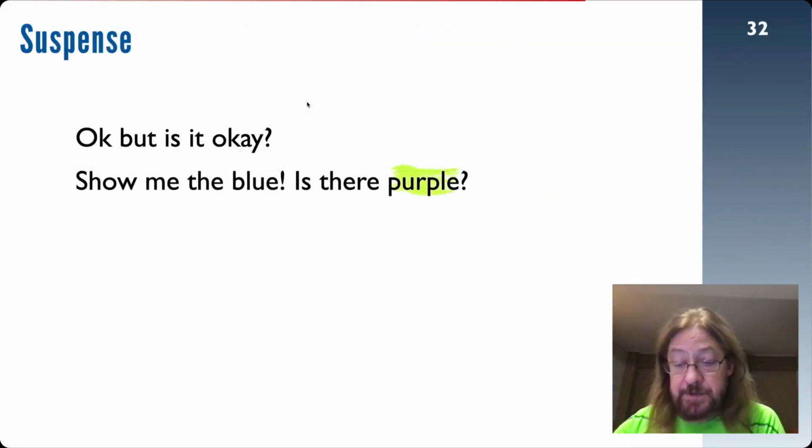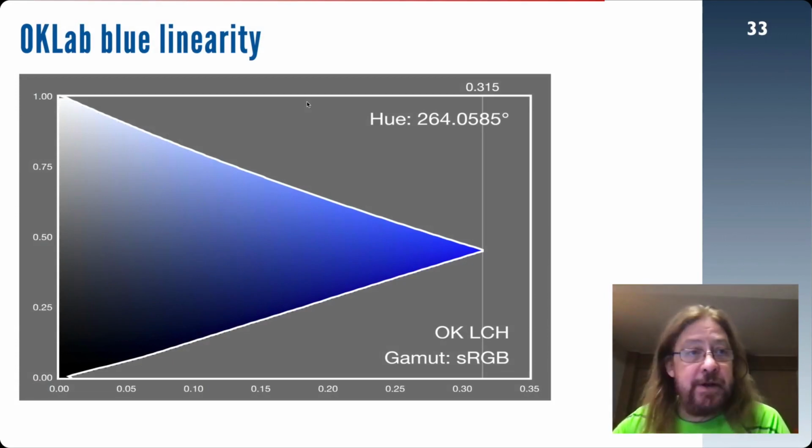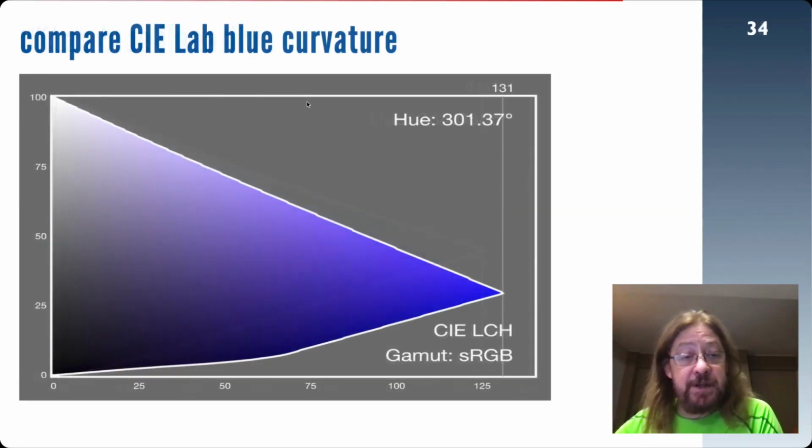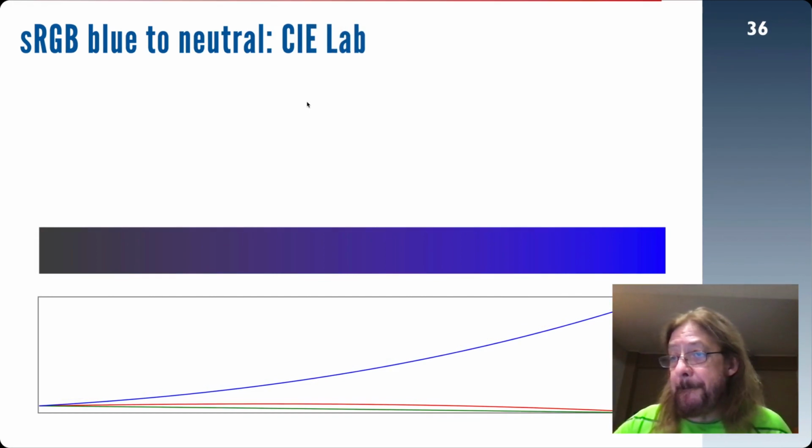How well does it do in practice? Well, that is very nice. No purple. Compare it to CIE Lab. Here is sRGB blue as the OKLCH chroma is reduced to neutral. The graph below is linear light sRGB component intensity. We see the green rising faster than the red. Compare that to the same thing in CIE LCH. Again, we see the purple.